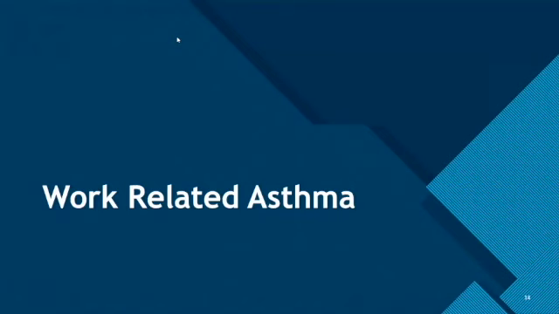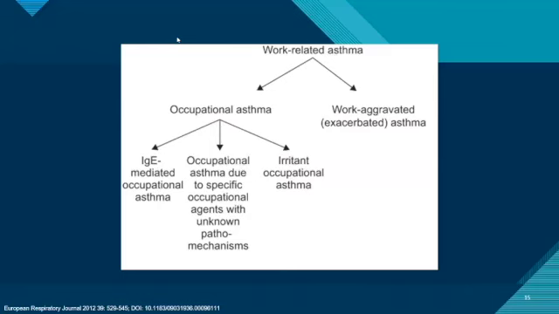So the first illness that we're going to look at is work-related asthma. Work-related asthma is divided into two big groups: work-aggravated or exacerbated asthma and occupational asthma. And occupational asthma is further divided into IgE-mediated, those where we don't really understand the mechanism behind it, and then irritant occupational asthma. So it really depends on the molecular weight of the protein in terms of which of these categories they fall into, either IgE-mediated or unknown pathomechanism.